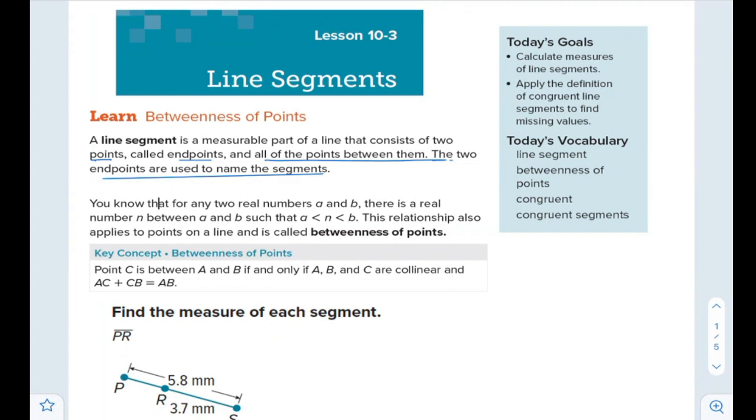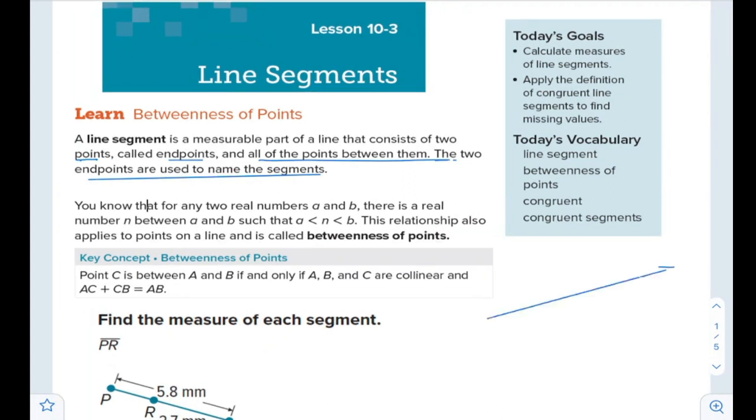For example, if you have a line extended forever, this line has many points and it is extended in both directions. You just take part of this line, only part of this line that you can measure. It consists of two endpoints. This is point A, this is point B, and it is including all the points between these endpoints. We can name this line segment as AB, or we can name it as BA.